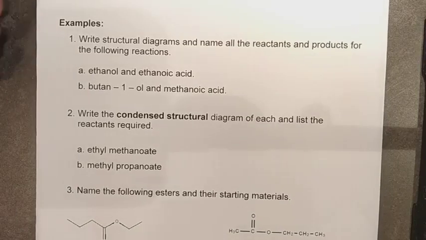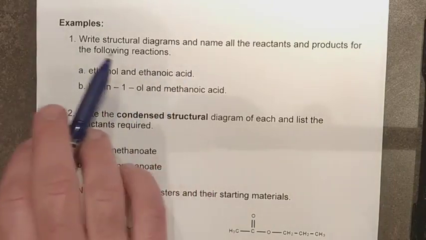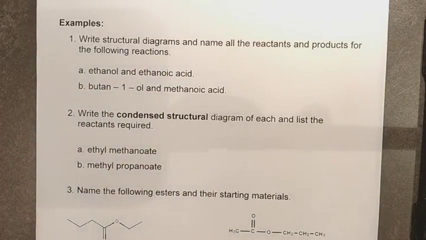Okay, here we go with our esters nomenclature practice. We'll do this with structural diagrams and show all the reactants and products for these two reactions. The first one that we want to get through here is ethanol and ethanoic acid, so we need to draw those two reactants.